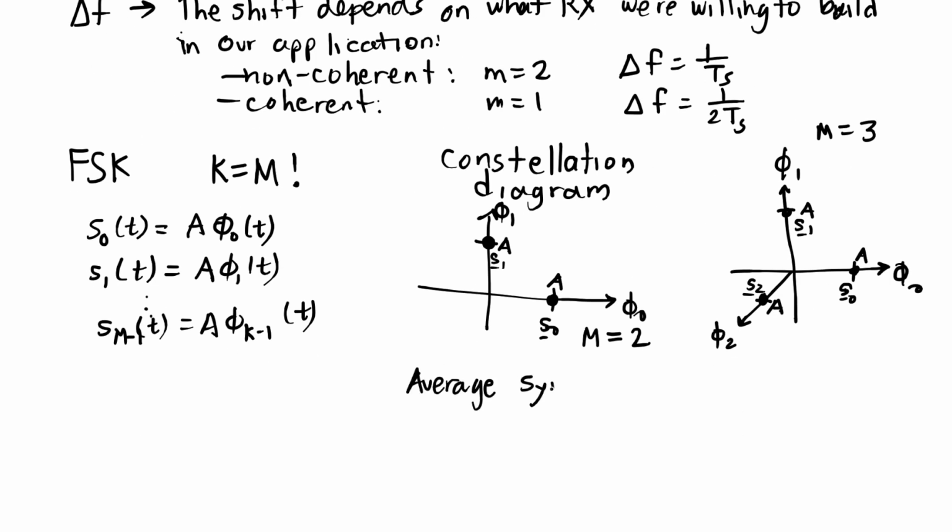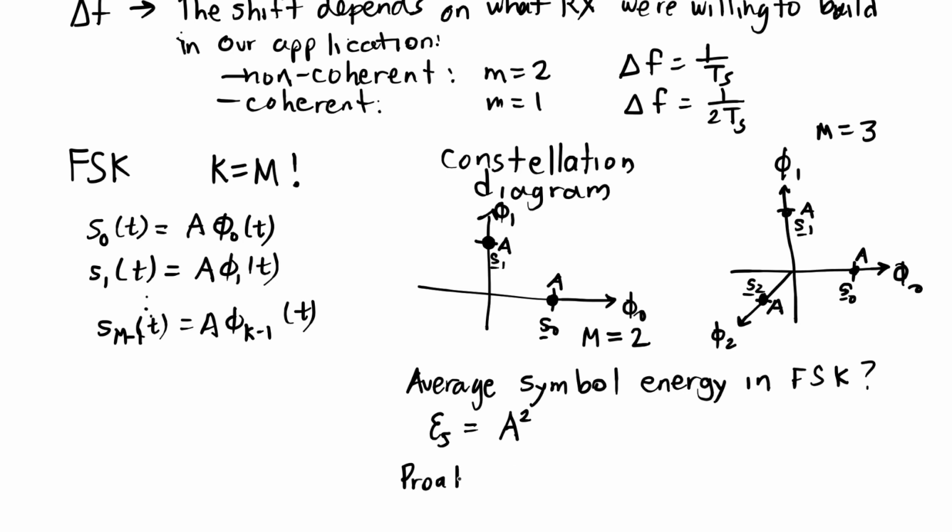One last thing, what is the average symbol energy? Well, it doesn't really matter what capital M is. All of the symbols are exactly a away from the origin, so the average energy is going to be a squared because every symbol is a squared in energy. You'll see in the Proakis and Salehi book, instead of using capital A for the constant that's multiplying the basis function, they use square root of E sub s, and you can see why that is.